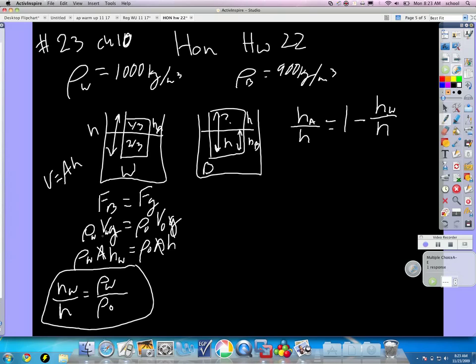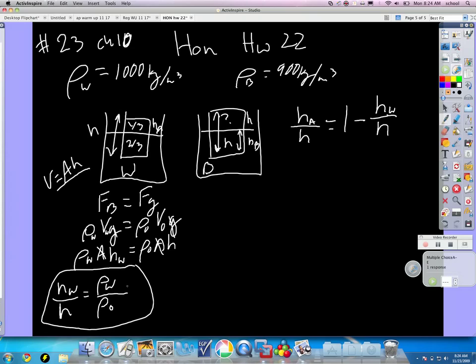Just to be clear, it's not the volume in the container, it's the displaced amount times gravity, and that's the density of the object, volume of the object times gravity. Cancel out gravities by using volume as area times height. We cancel out areas, and then I can get this ratio where I have the height in water over the total height is equal to the ratio of the densities.